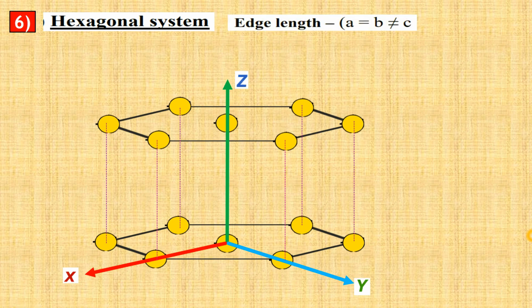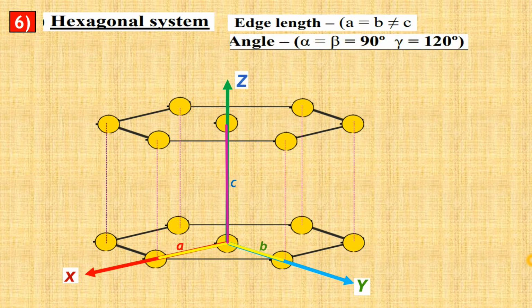So what is there in the hexagonal system? The edge lengths A and B are equal, but B is not equal to C. Here you can see the A length and B length are both equal. Here A is equal to B, but if you see the C here, this pink one, it is not matching with the A and B length. So A and B are equal, but they are not equal to C.